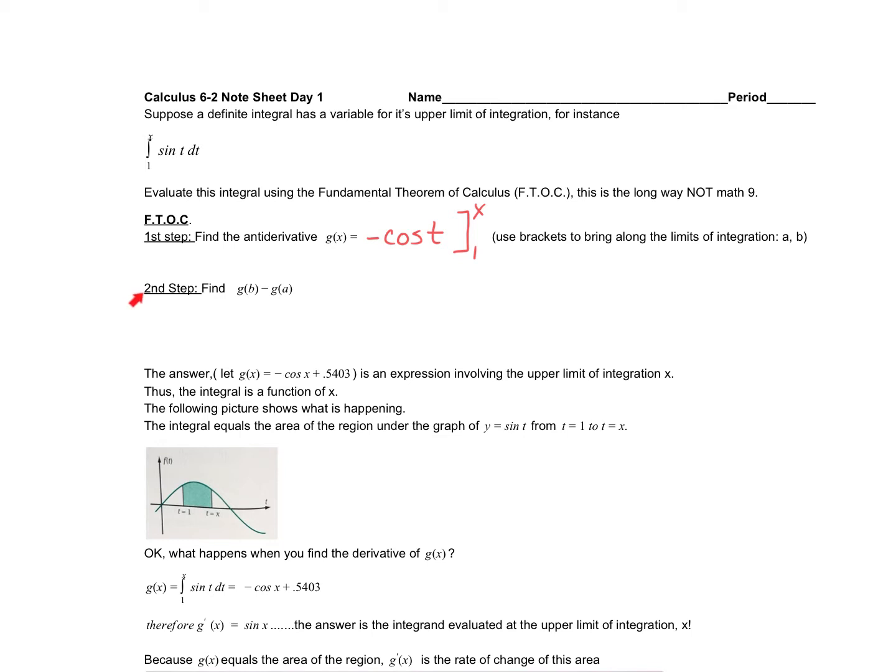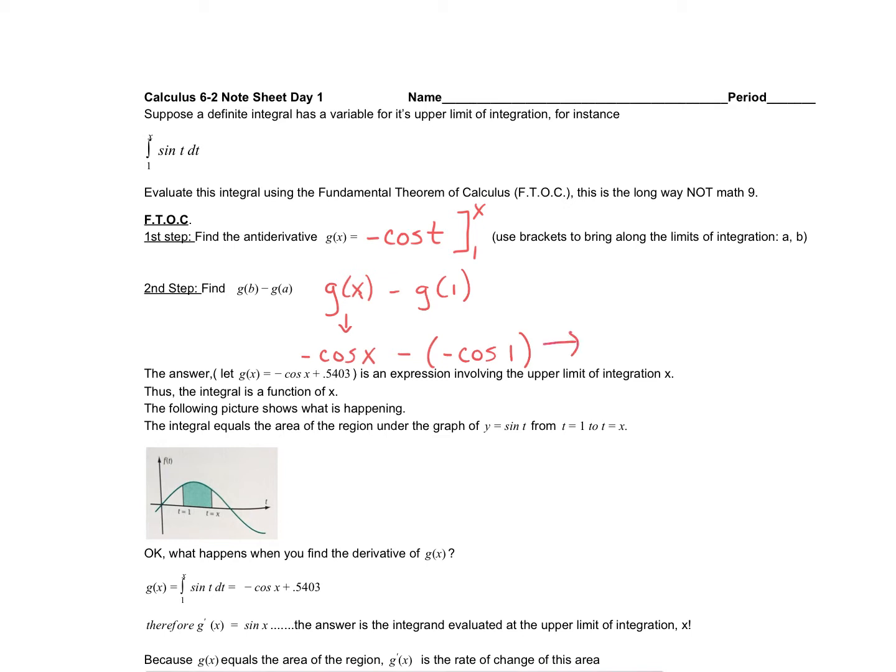Now we take the second step, and that means we put in the right endpoint, the top of the bracket, and then the left endpoint, the bottom of the bracket. So it looks like this. We are going to take g of x minus g of 1. This tells us to take the antiderivative and plug in x. So we get negative cosine of x, and then minus negative cosine of 1.